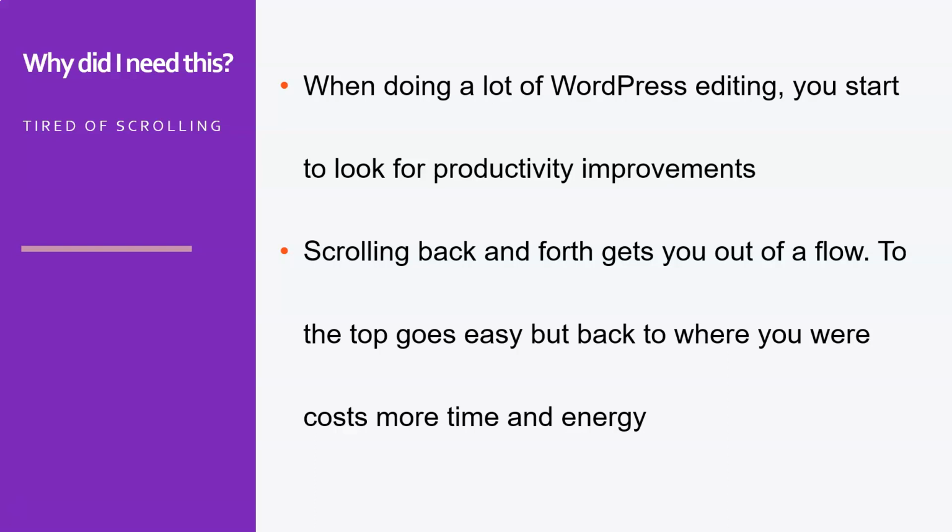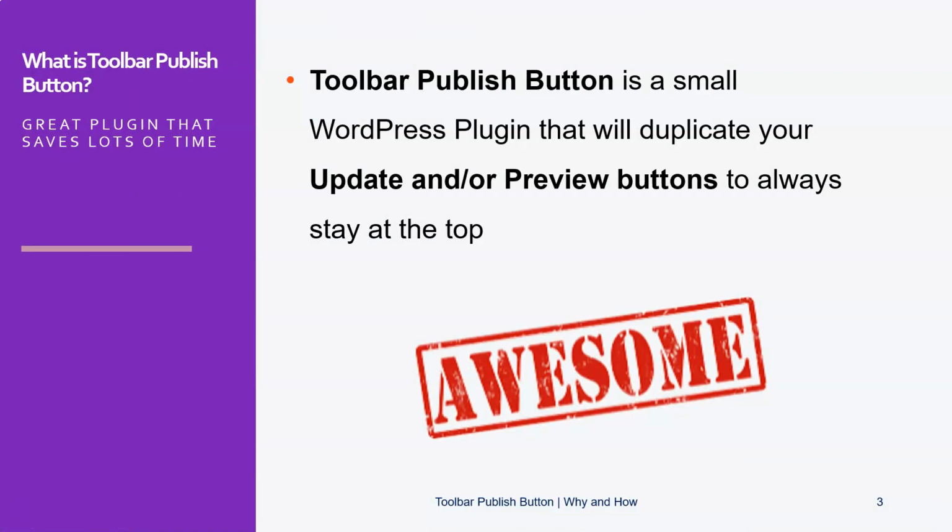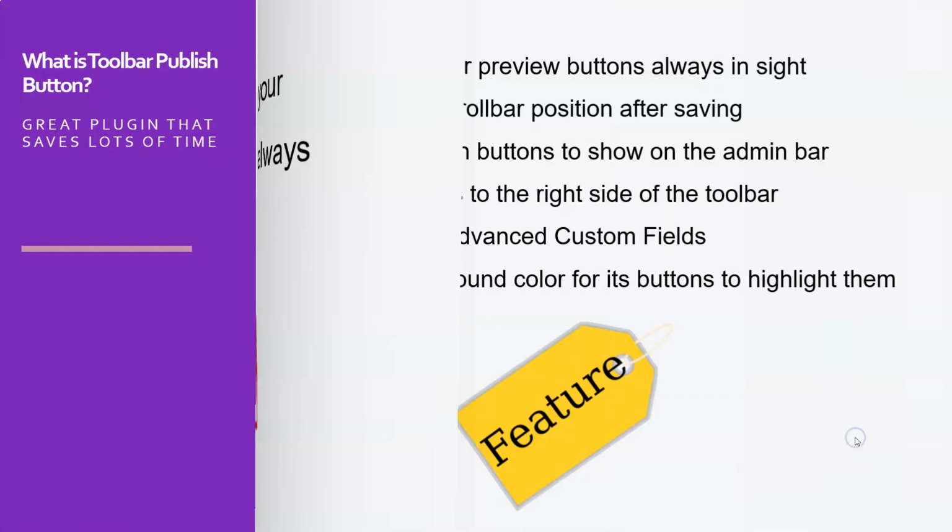So when you're editing and writing, then it would be really handy to have something that you can update with one click without going from the page or the position on the page where you were. So this is what I was looking for. And I found this in the Toolbar Publish Button plugin, and it's a very small plugin. It's just a little bit of jQuery, and what it does, it will duplicate your update and or preview buttons to always stay at the top. Well, that is a very nice thing indeed.